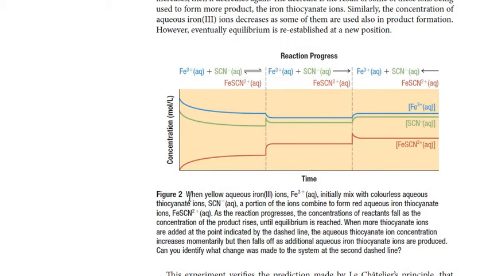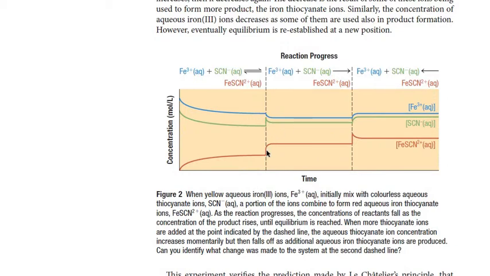For the second one, it says when yellow aqueous iron(III) ions are initially mixed with colorless aqueous thiocyanate ions, a portion of these ions combine to form red aqueous iron thiocyanate ions. As the reaction progresses, the concentration of reactants falls as the concentration of the product rises until equilibrium is reached. When more thiocyanate ions are added at the point indicated by the dashed line, the aqueous thiocyanate ion concentration increases momentarily but then falls off as additional aqueous iron thiocyanate ions are produced.